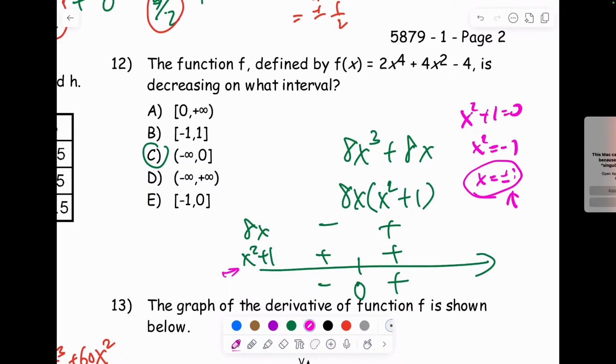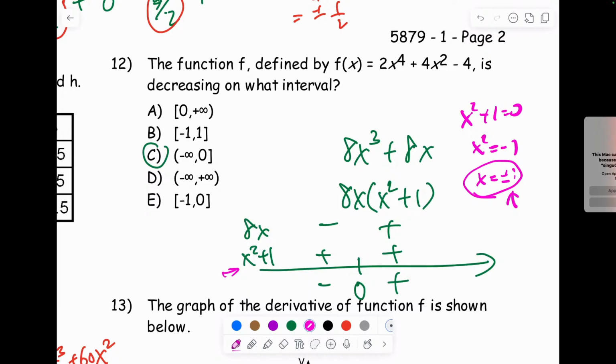Does that make sense, Sydney? Okay, so the moral of this question is if you ever have a plus or minus i, those are not included in the critical number because they are not real.